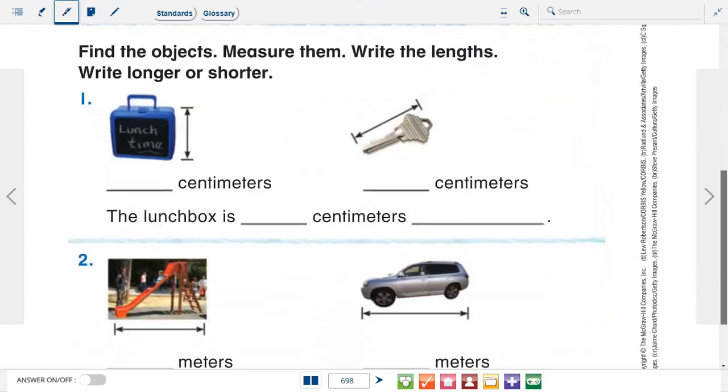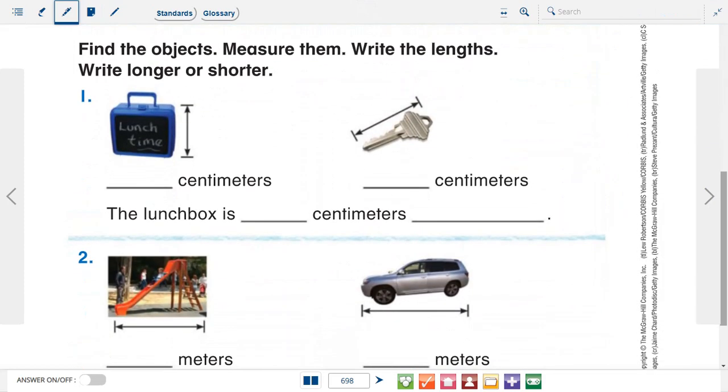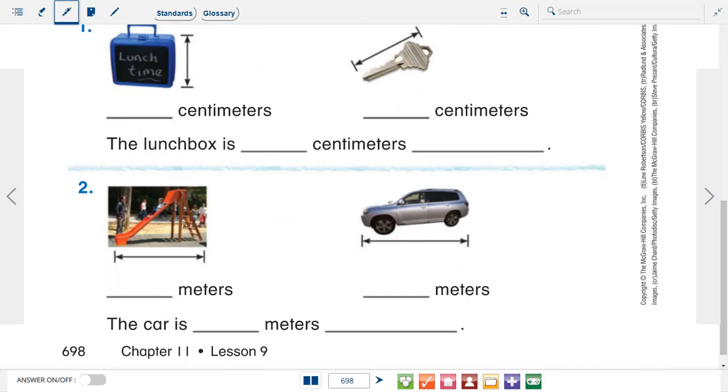Let's see questions now. Find the object, measure them, write the length, write longer or shorter. Grade 2, I don't have the objects. I didn't measure the length. I didn't use a meter stick or a ruler. I'm going to write numbers from my head, so no one asks me, how did you find these numbers? I didn't. I just wrote them. I thought about numbers and I wrote them, but we have to use numbers to understand the lesson. So again, I wrote the numbers. I didn't measure anything.